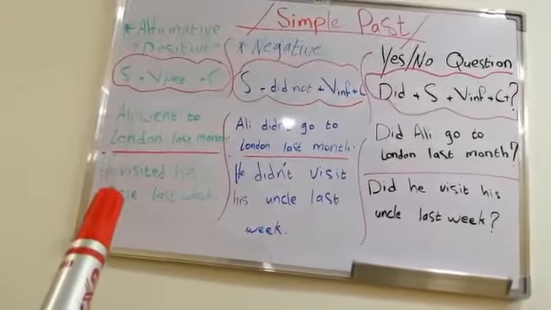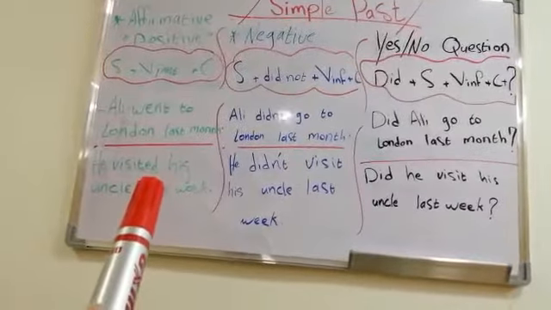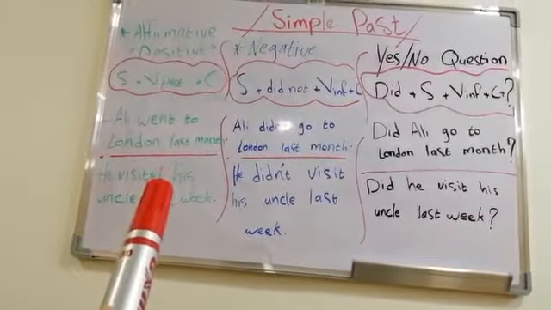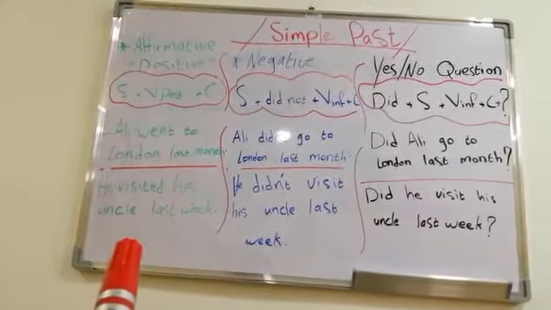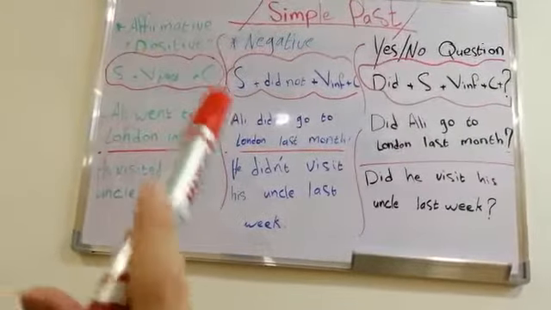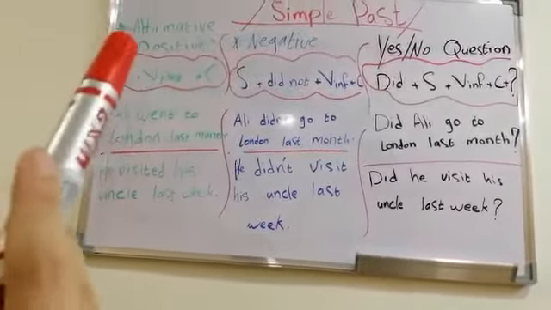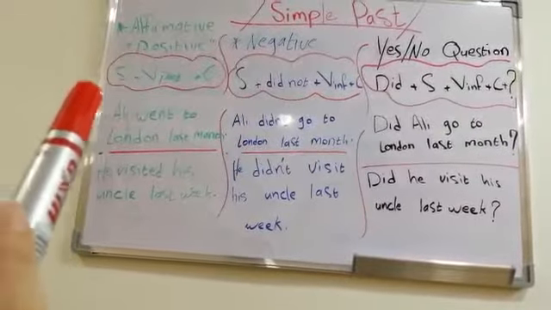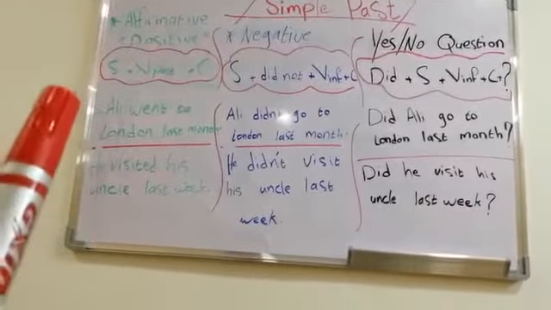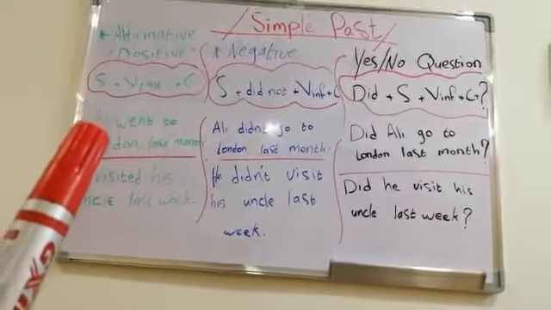So he visited, we use ed, so it is what? It is regular form of the past tense. So this is what? This is affirmative form. الجملة المثبتة في الماضي.